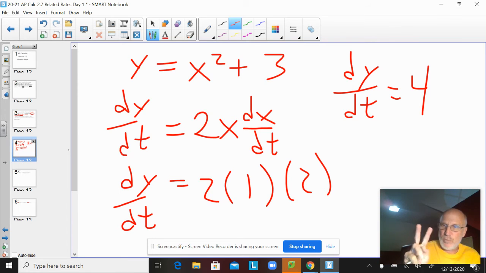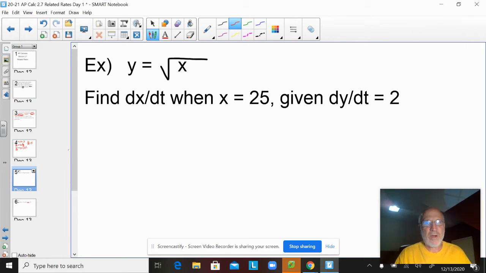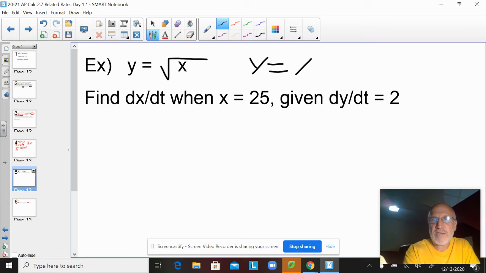Okay, I have two more examples, and one of them shows something a little bit tricky, but only a little bit. All right, very similar. It says y equals square root of x. Find dx dt when x equals 25, given dy dt equals 2. Well, first, I'll do what you would do, which is rewrite this equation as y equals x to the 1/2.